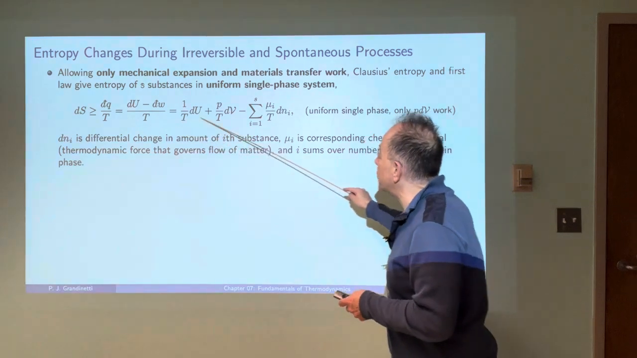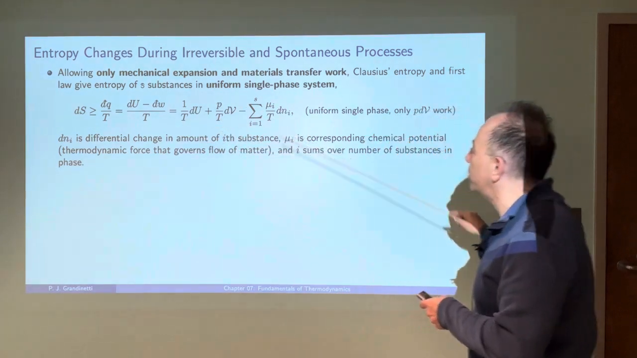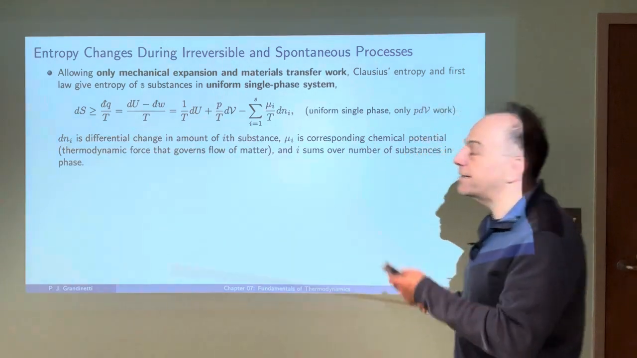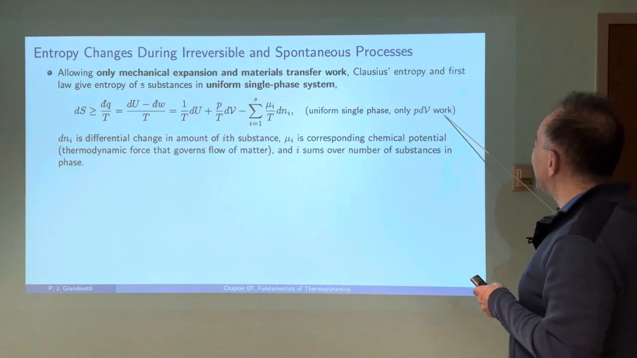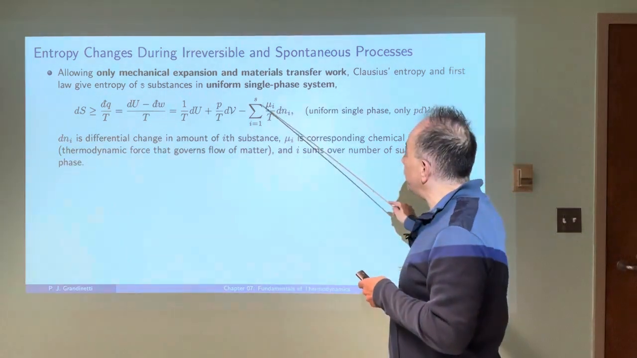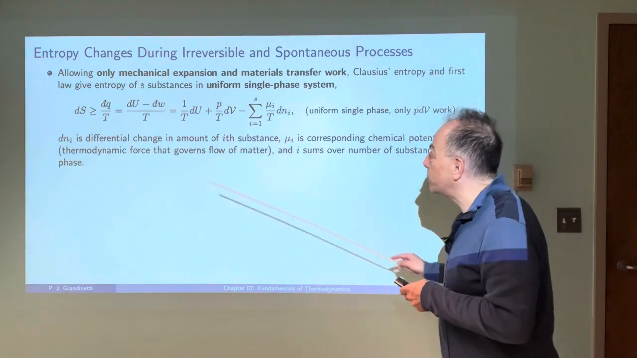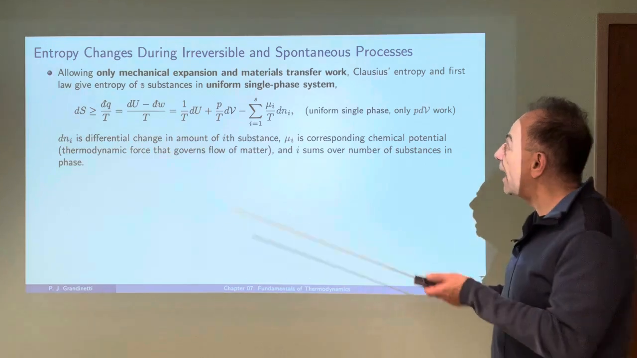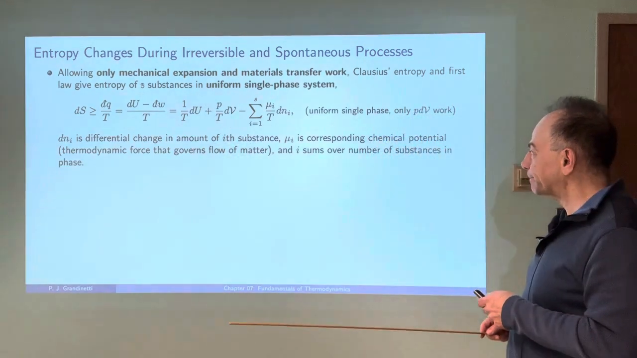So all of these are divided by temperature here, so you can see how we got this expression by just substituting in those terms from that table of work. So this is for a uniform single phase with only P dV work allowed. And in this picture here, mu is the chemical potential. That's the thermodynamic force that governs the flow of matter, and dN is the number of moles of the ith species of the S substances here.